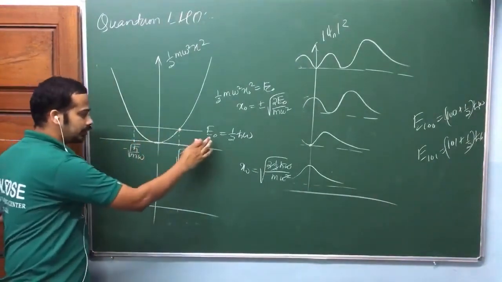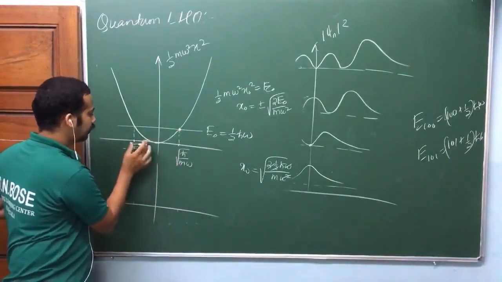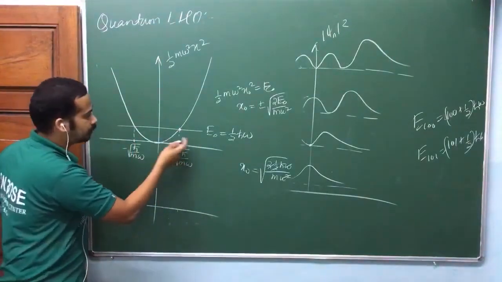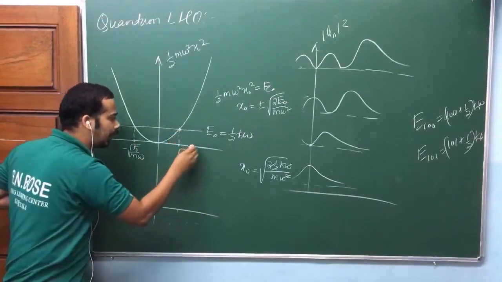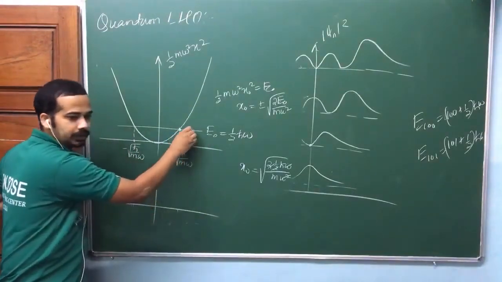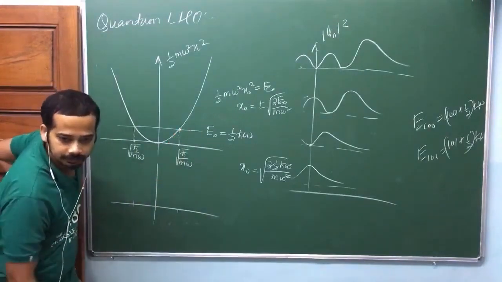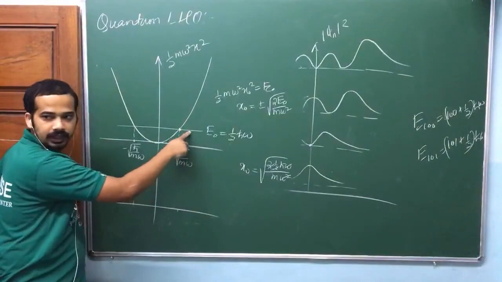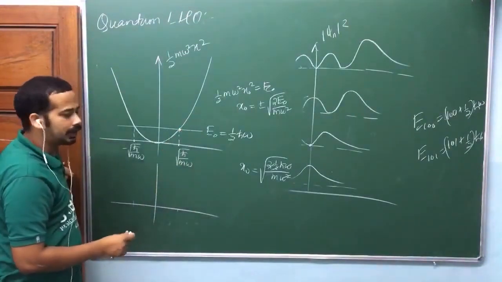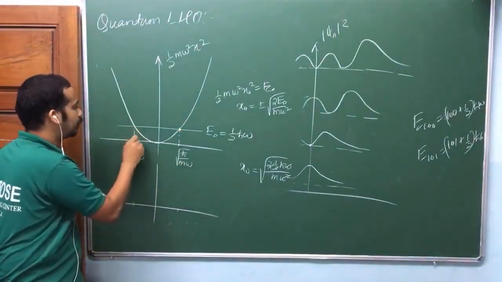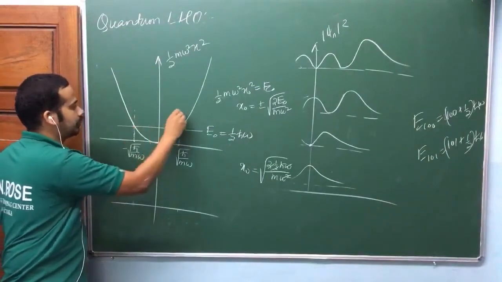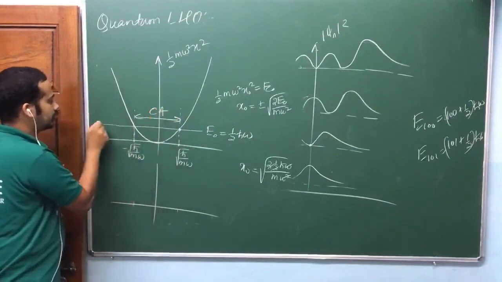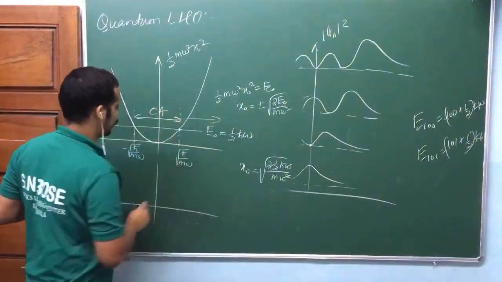Classically, if the particle has this energy, it should be stuck within this region. It should not go beyond that. If it goes beyond, your potential energy is higher than the energy of the particle, which means kinetic energy is negative. If potential energy is higher than the energy, kinetic energy would be negative. Is that okay? That will never happen. We call this region the classically allowed region, and this region the classically forbidden region.